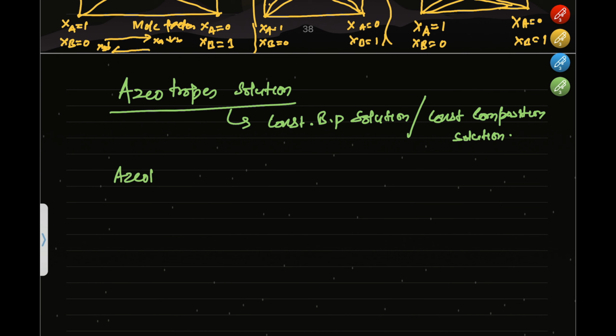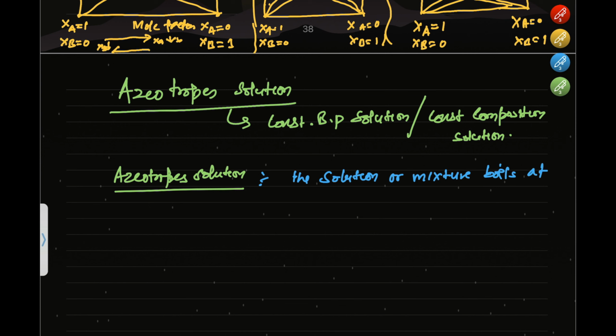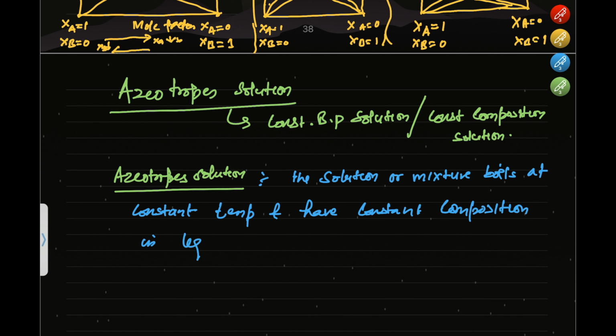Now we can define the azeotrope solution. An azeotrope solution is a solution or a mixture that boils at a constant temperature and has constant composition in the liquid and vapor phase.